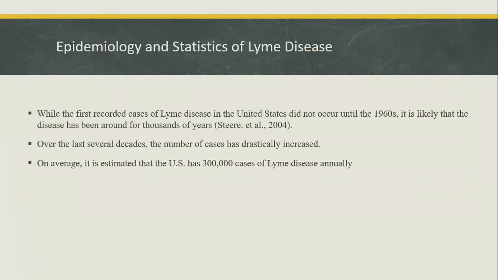The epidemiology and statistics of Lyme disease. While the first recorded cases of Lyme disease in the United States did not occur until the 1960s, the disease has likely been around for thousands of years. Over the last several decades, the number of cases has drastically increased, and now on average, it is estimated that the US has 300,000 cases of Lyme disease annually.